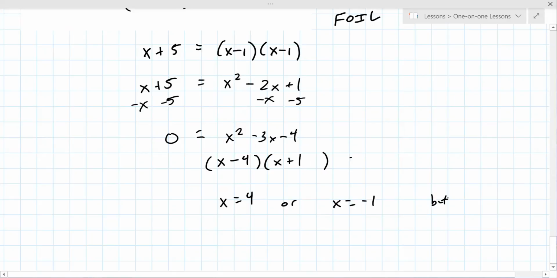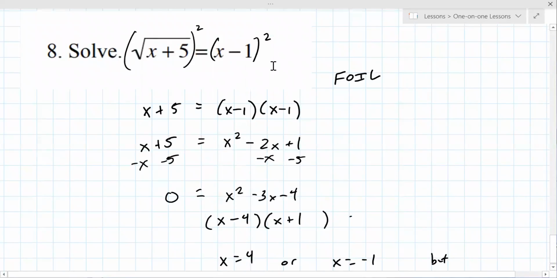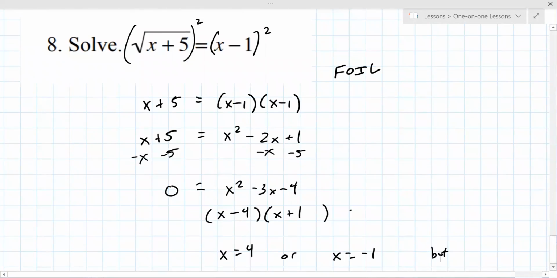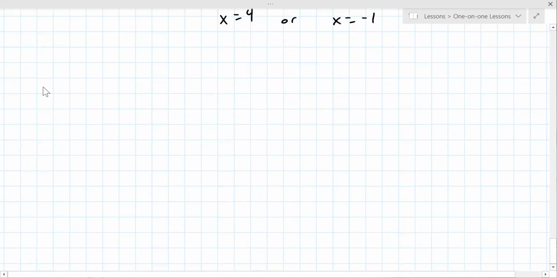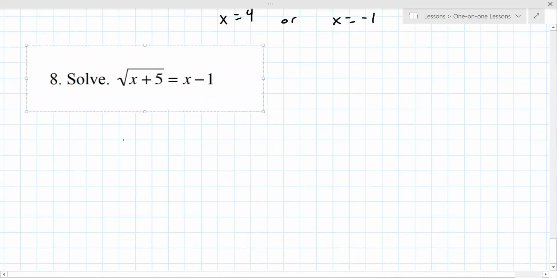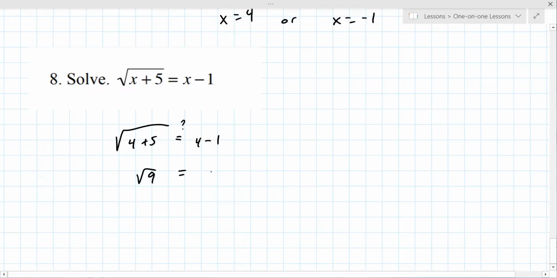We're not sure. So you're really supposed to check both. So that's where we're going to go back to the original. Okay, so the check here, let me just grab the original again, and we'll check it here. So you try 4. The square root of 4 plus 5, does that equal 4 minus 1? Is the square root of 9 equal to 3? Yes.